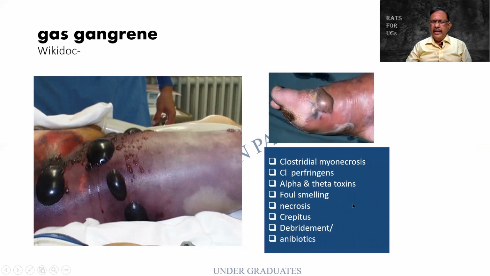Gas gangrene, they can ask you, and if you people answer it as part of the gangrene, you score an additional mark. Gracias.